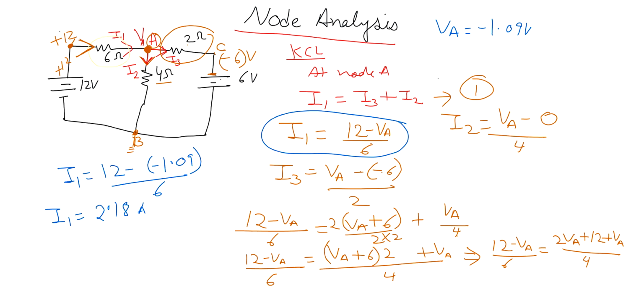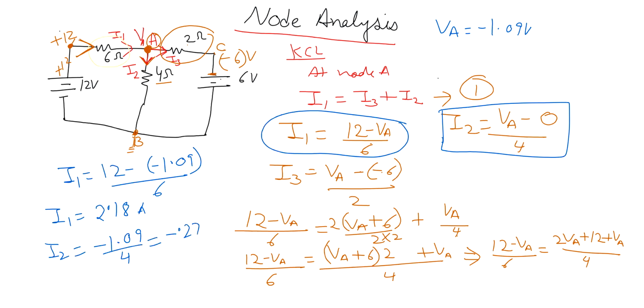Then find I2. Substitute the value of VA in this equation to find I2. That will be minus 1.09 divided by 4, which gives me minus 0.27 ampere. Then I3: you substitute the value of VA in this equation. You will get I3 as (minus 1.09 plus 6) divided by 2, which gives 2.45.